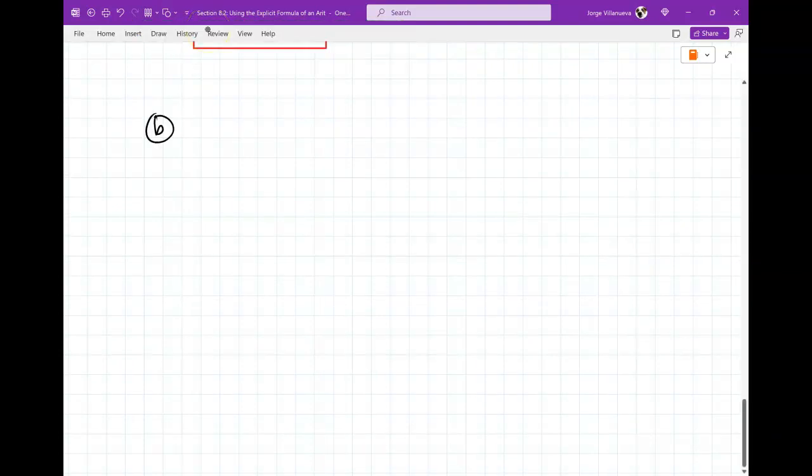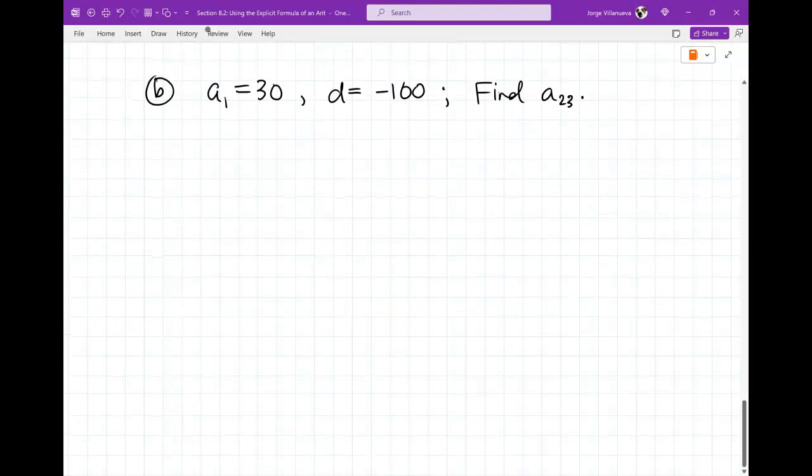It's part B. Let's give you one that looks a little different. A sub 1 is 30, D is negative 100, and they want f of a sub 23. So find a sub 23. Remember, we're going to have to use a long form because this has a sub 1. Okay? So we're going to have to use that long form.